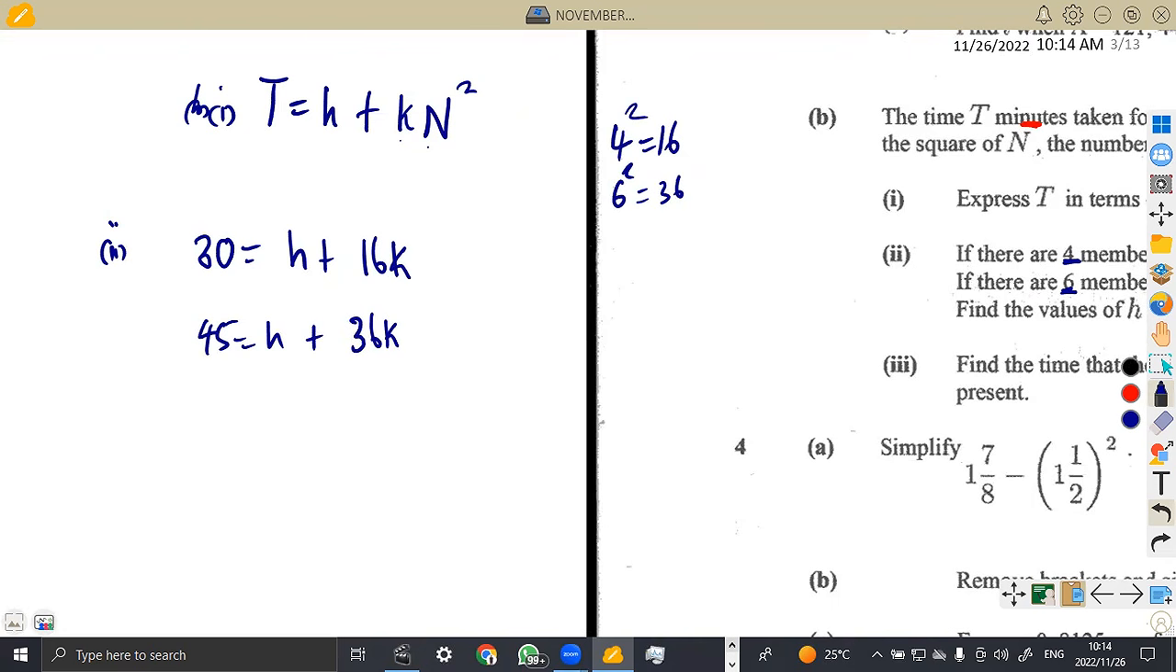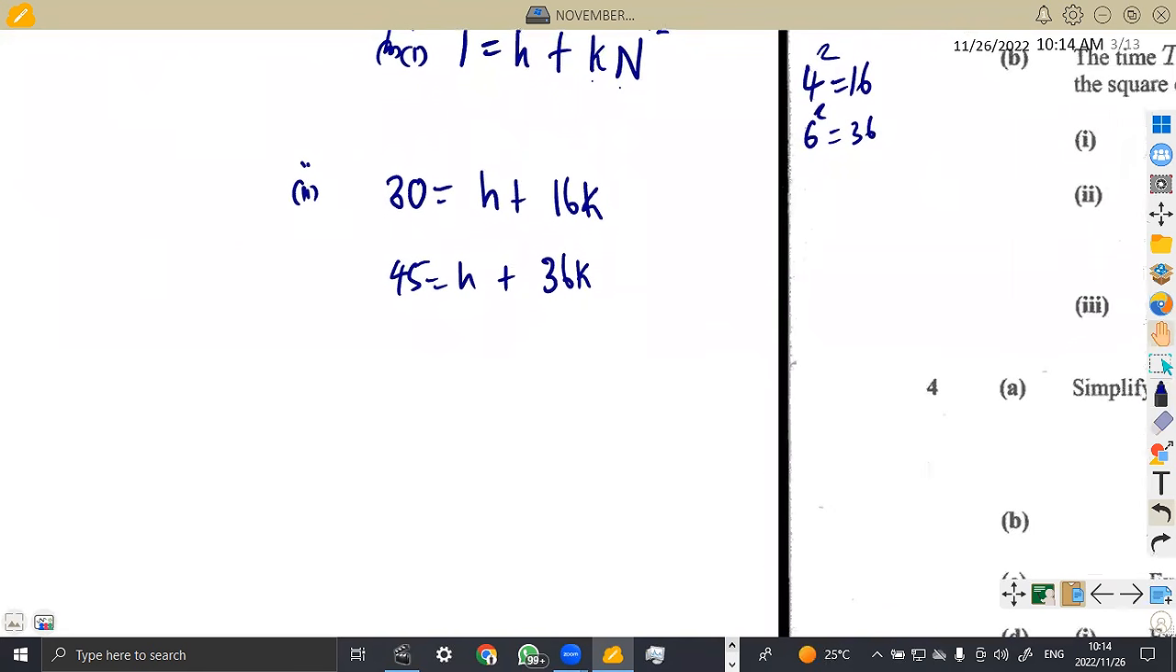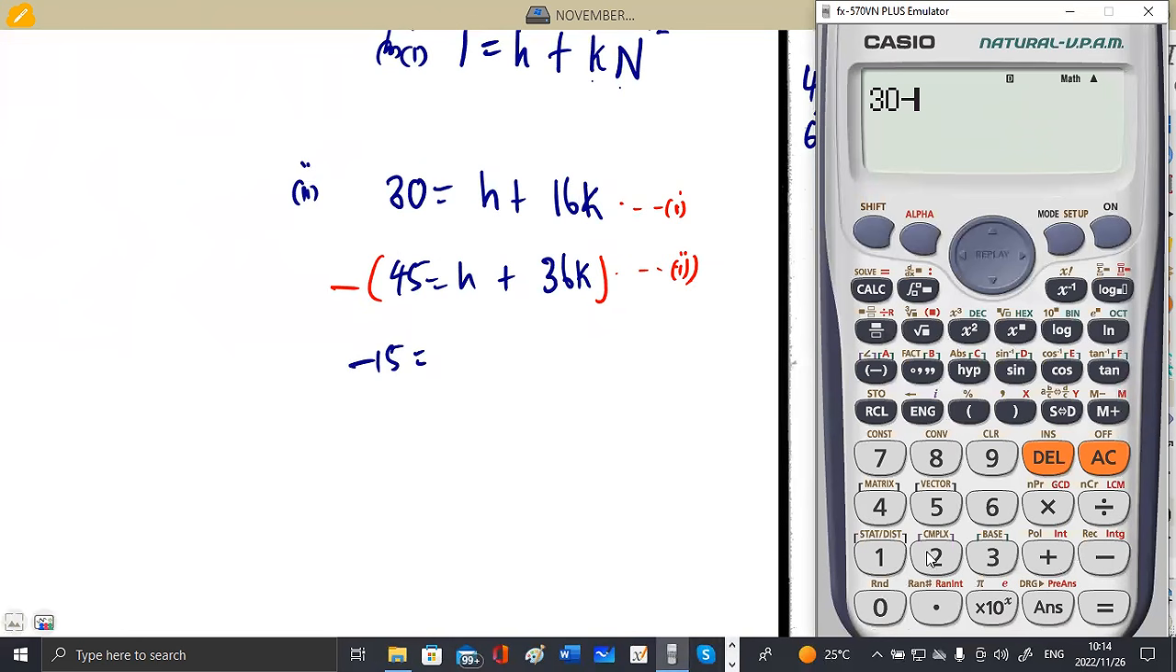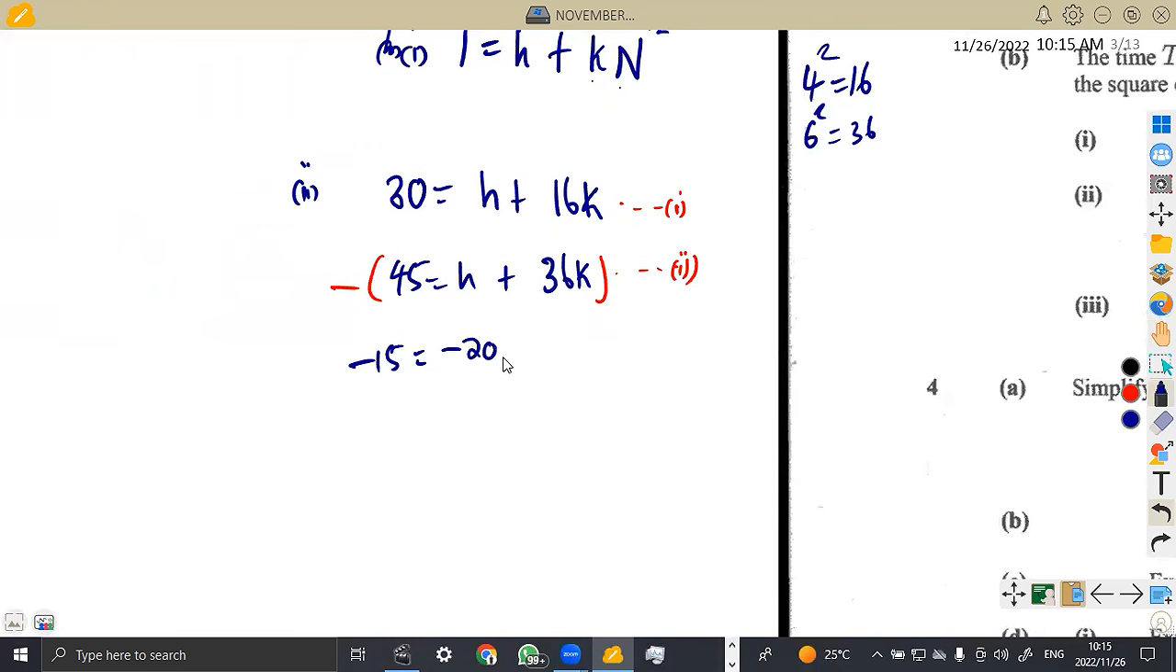These are simultaneous equations, normal equations that we are used to. So we can subtract here because we've got equation 1 and equation 2. You can subtract equation 2 from equation 1. So 30 minus 45, that is a negative 15. You can use your calculators, guys. Okay, that is a negative 15. h minus h, that's a 0. 16k minus 36k, that's a negative 20k.